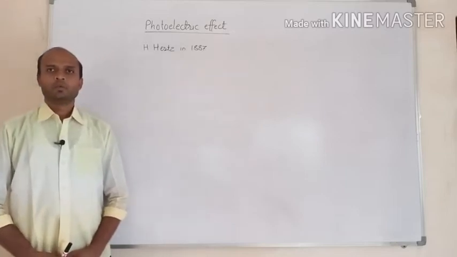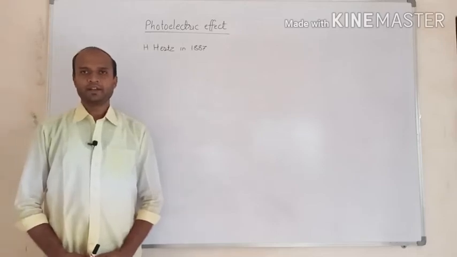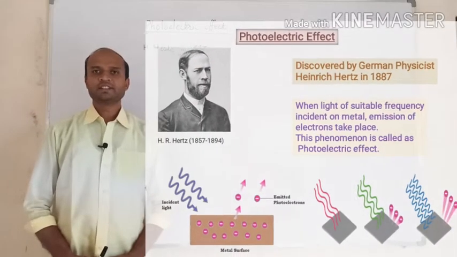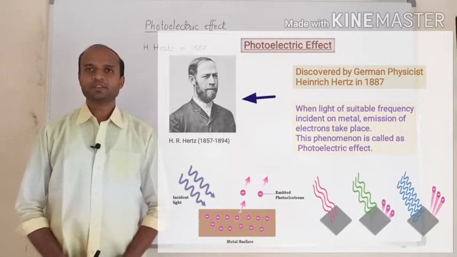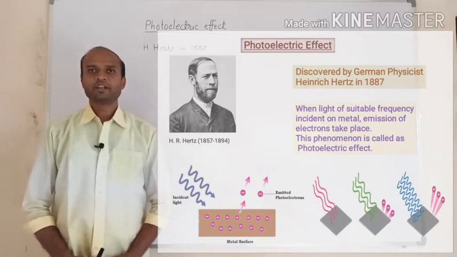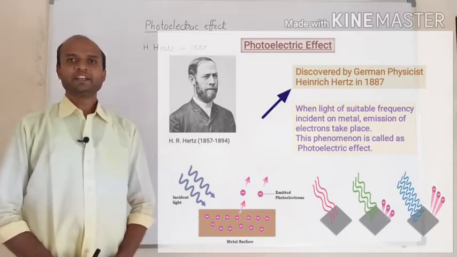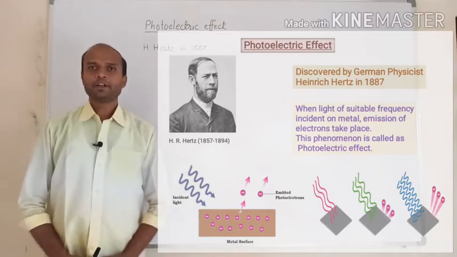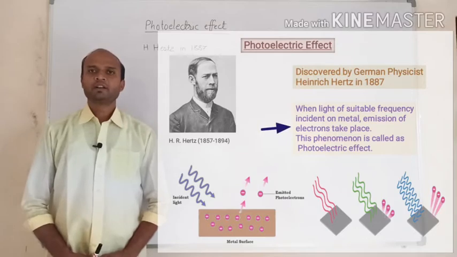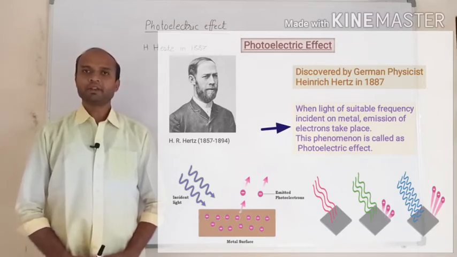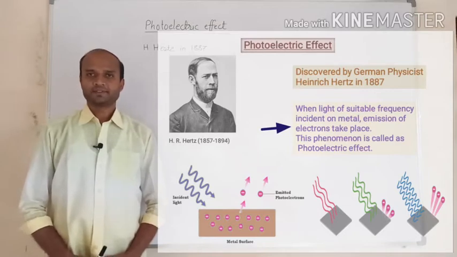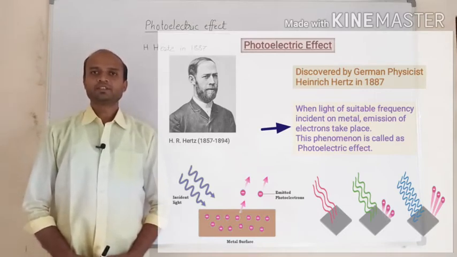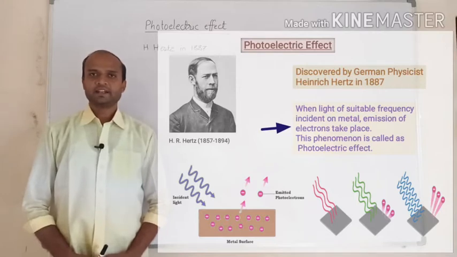Now, what is meant by the photoelectric effect? It was first discovered by the scientist Heinrich Hertz, a German physicist, in the year 1887. According to Hertz, whenever light of suitable frequency is incident on a metal surface, then emission of electrons will take place, and this phenomenon is called the photoelectric effect.